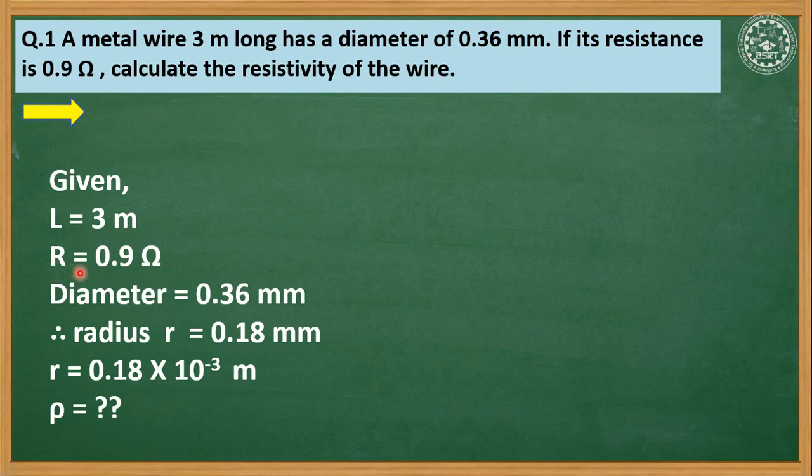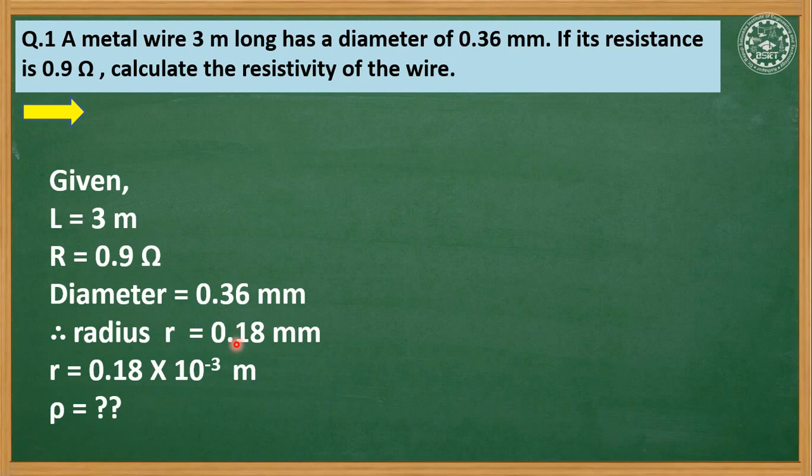The resistance of the wire is 0.9 ohm. The diameter of the wire is 0.36 mm. But the thing which we require in our formula is radius. So from diameter we can easily calculate the radius. So radius r is equal to 0.18 mm, means 0.36 divided by 2. Half of a diameter is a radius.